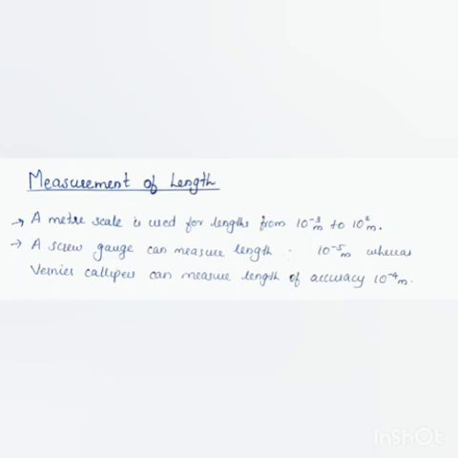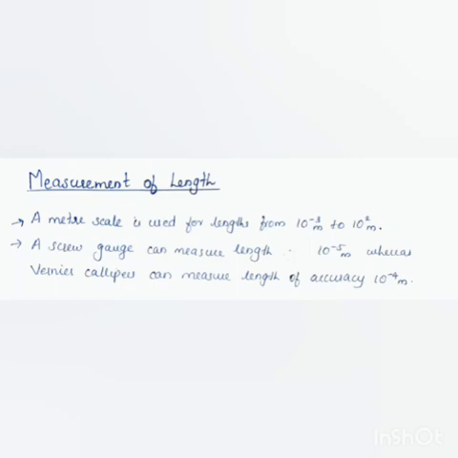And there are various other devices which give more precision. From a screw gauge we can measure a length of about 10 raised to minus 5 meter, whereas from a vernier calipers we can measure the length with accuracy 10 raised to minus 4 meter. So these are the direct methods that we use to measure length.